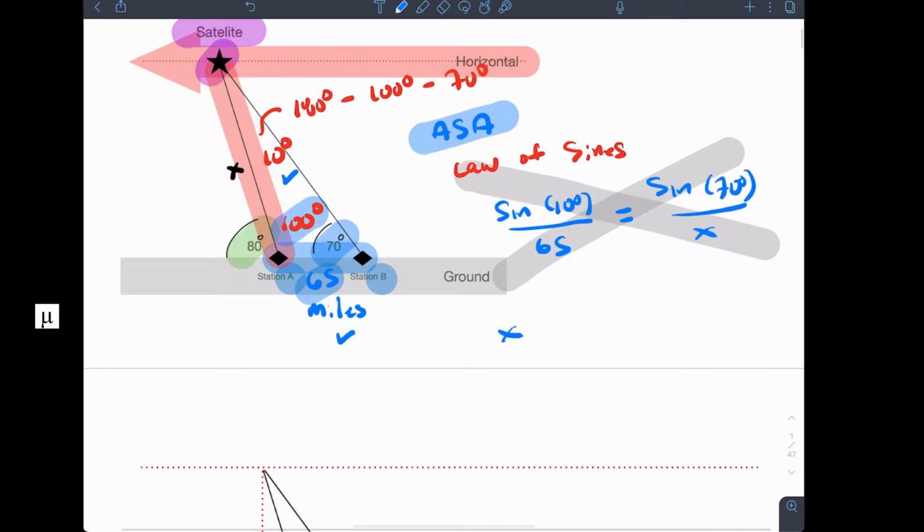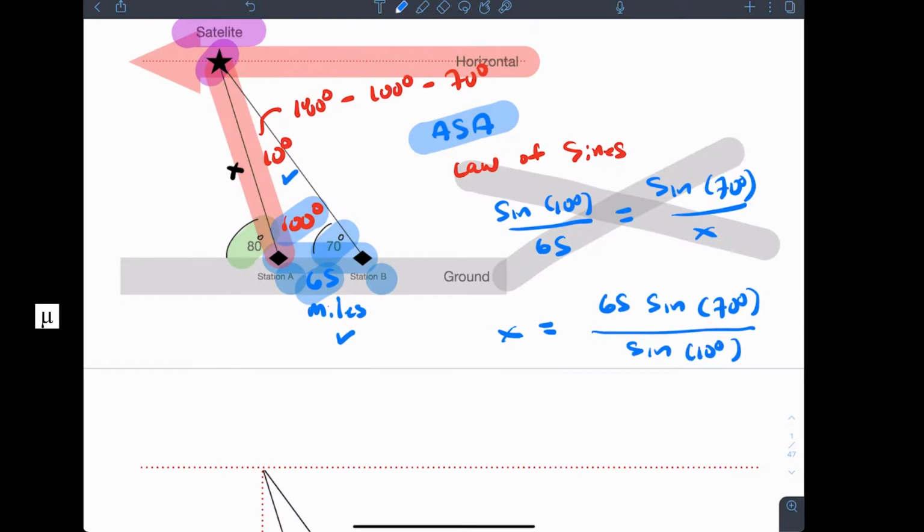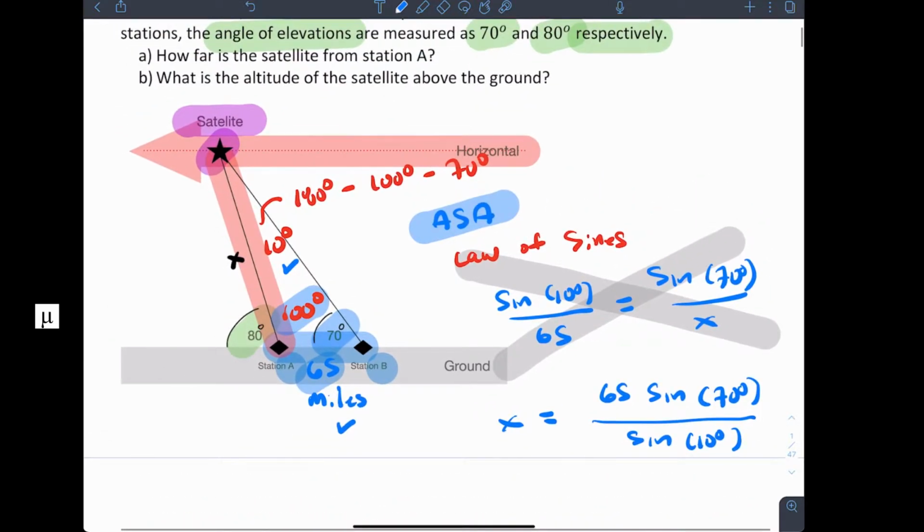So if we solve for x, what does x equal? Do you guys remember? X is going to be what? 65 sine 70 degrees divided by sine of 10 degrees. Is that right? Okay, so we're going to have to wake up the TI. Let's wake up that TI.